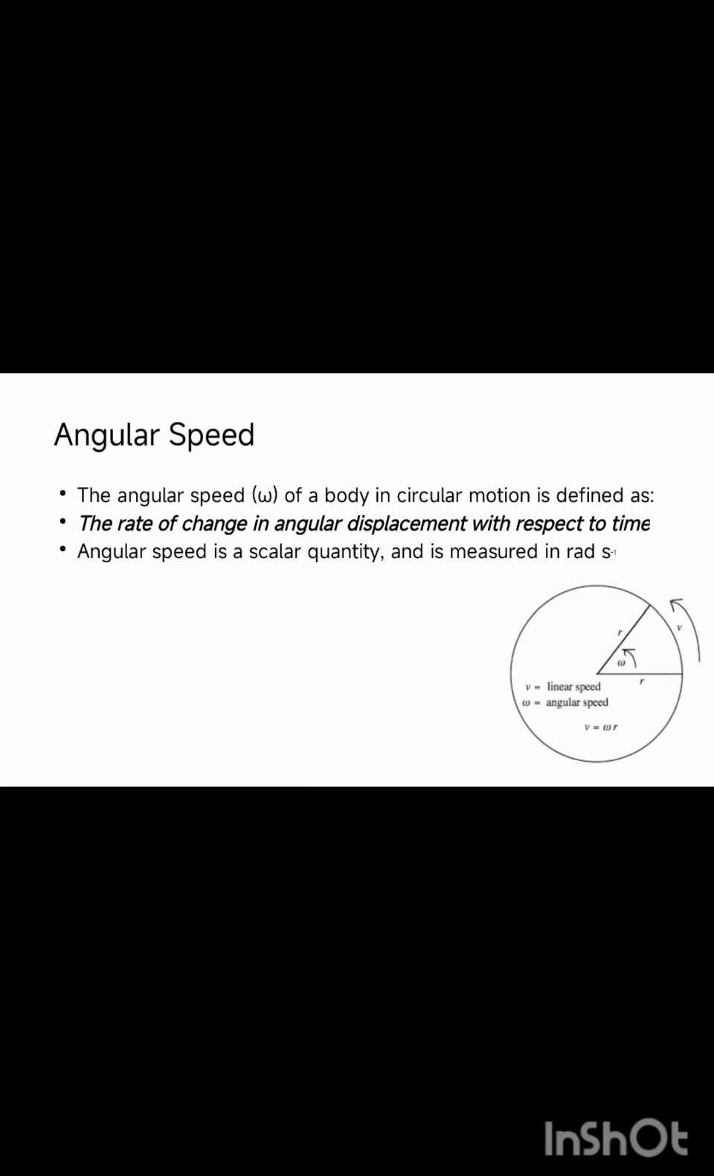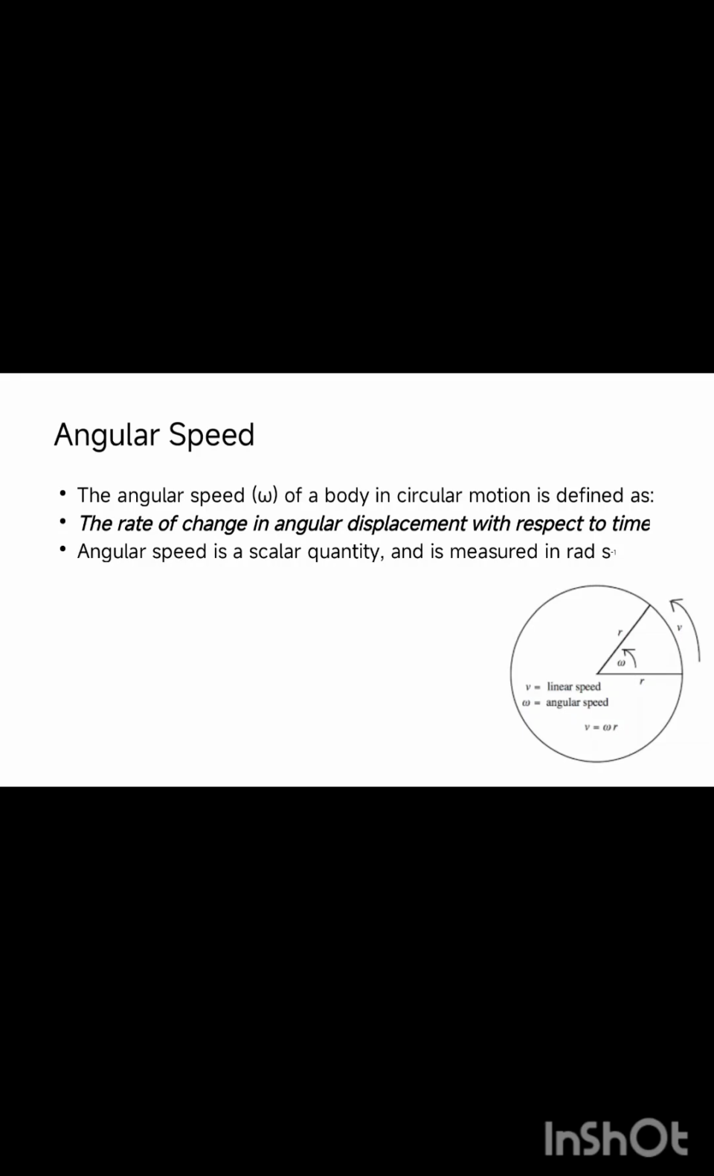Okay, so what is the angular speed? The angular speed of a body in circular motion is defined as the rate of change of the angular displacement with respect to time. The angular speed is a scalar quantity and is measured in radians per second.